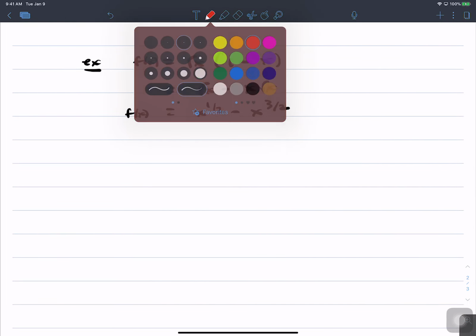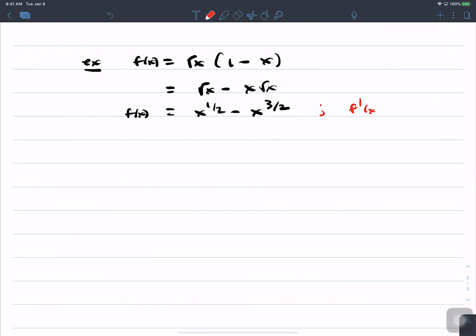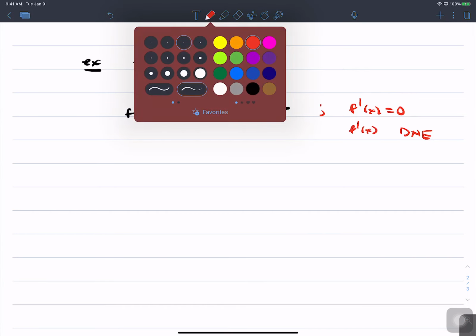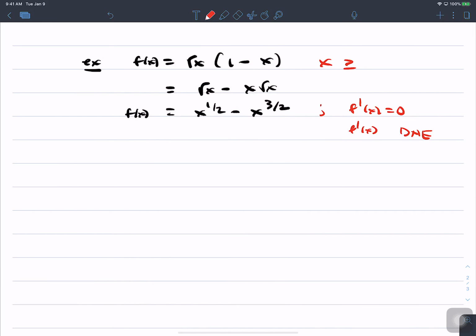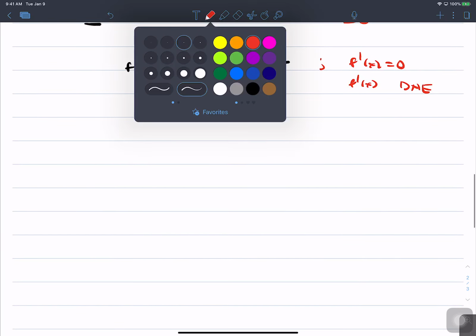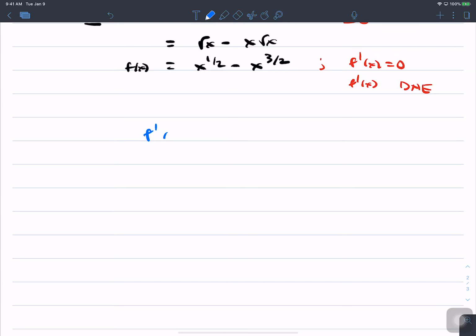So remember what we need to do to get critical values. Right? I'm going to set that derivative equal to 0, or find where that derivative does not exist. The domain here is all real values, or I should say all numbers greater than or equal to 0. So here's my derivative. F prime x becomes the derivative of the difference.